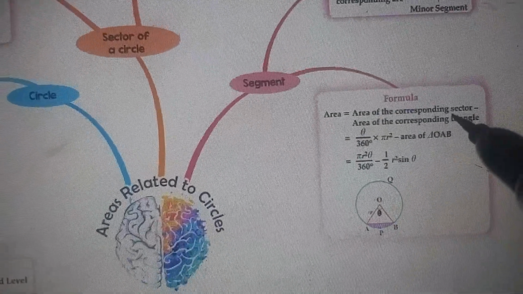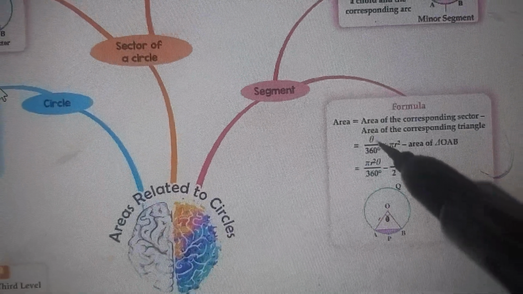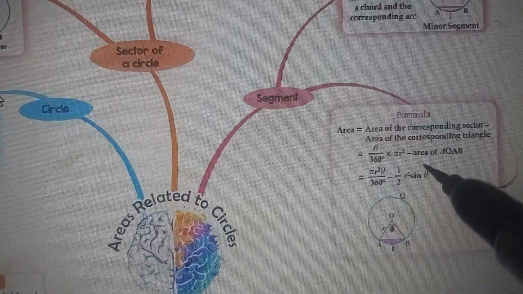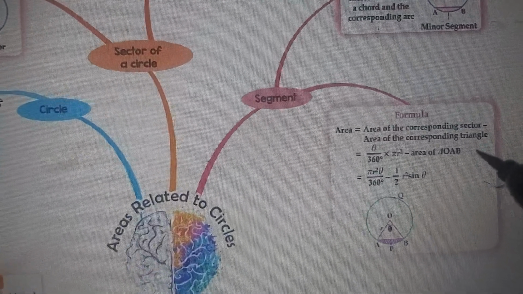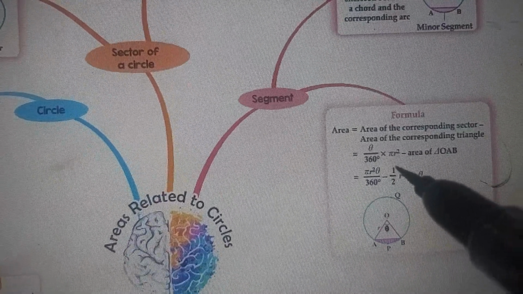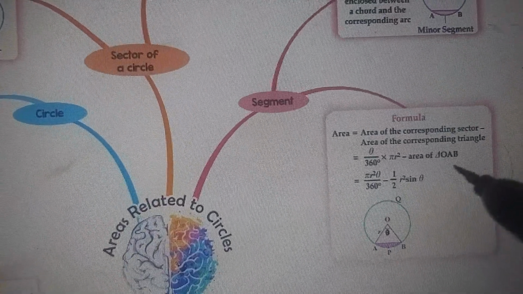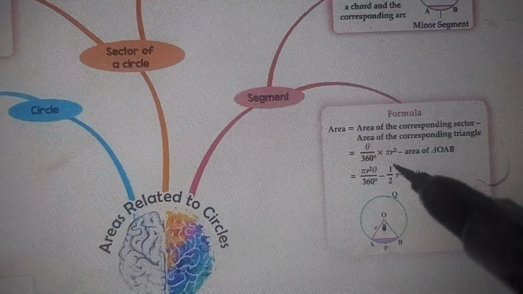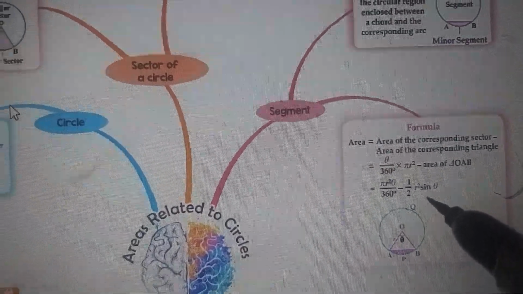Area is the area of the corresponding sector, that is theta by 360 into pi r square, minus the area of triangle OAB. So it is pi r square into theta by 360 minus 1 by 2 r square sin theta.